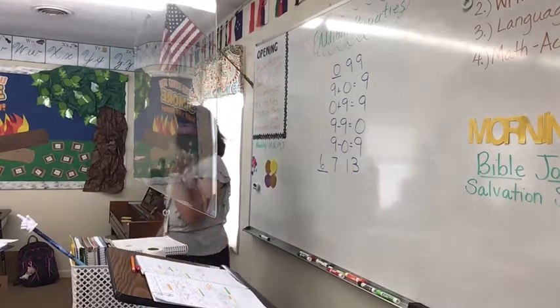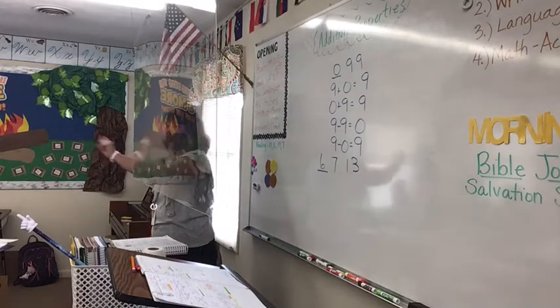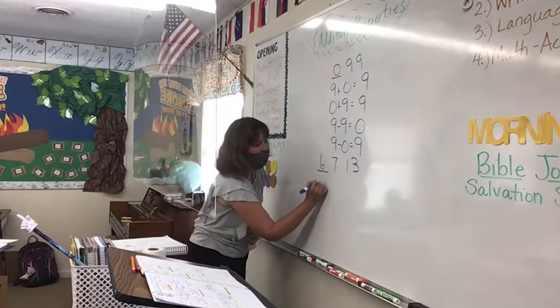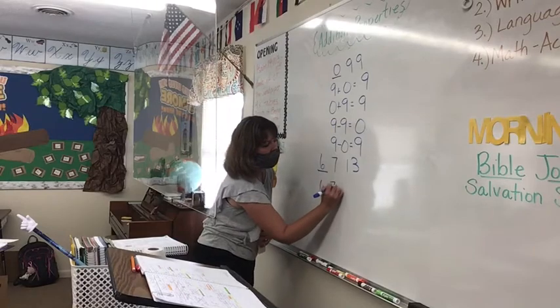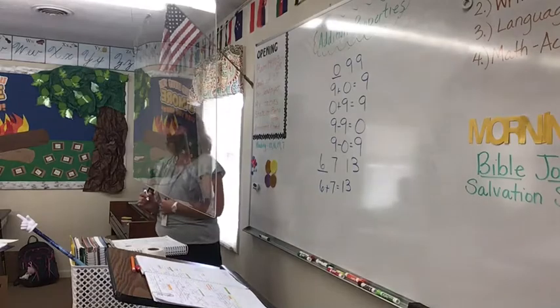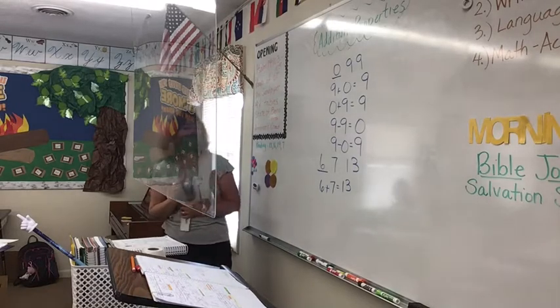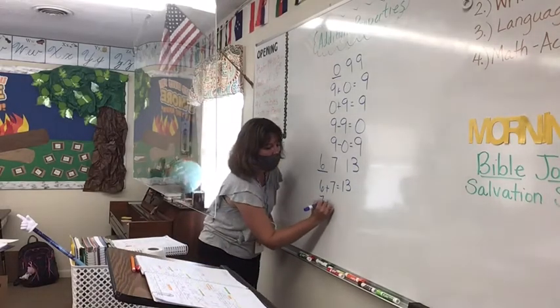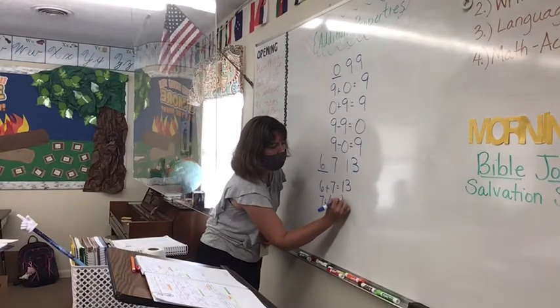Okay, somebody give me one addition fact. Brayden? 6 plus 7 equals 13. Good. What's another addition fact? Marissa? 7 plus 6 equals 13. Right.